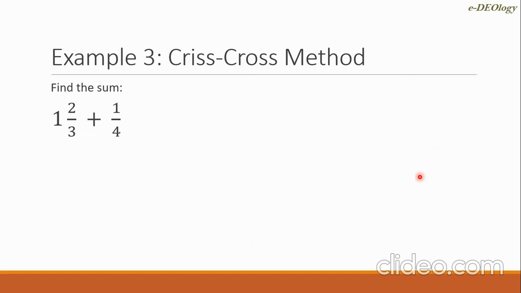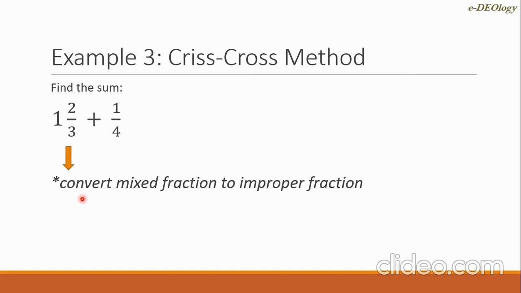Let's have this third example. So we have a mixed fraction plus a proper fraction. At first, we need to convert the mixed fraction to improper fraction. So this 1 and 2/3 is equal to 5 over 3. Then I copied the 1/4 here and the plus sign.